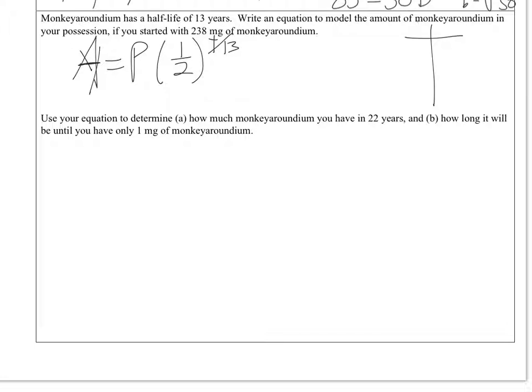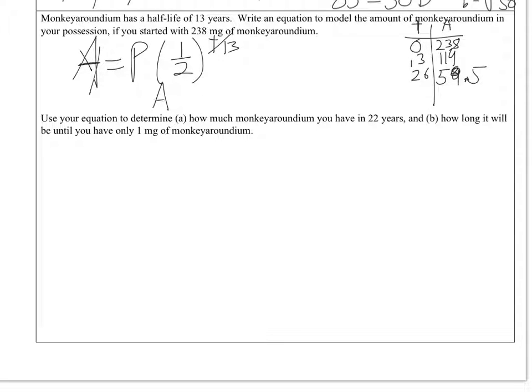So at time 0, you have 238, and at time 13, you'd have half of this. So 238 cut in half would be 119. At time 26, the second half-life, you'd have this cut in half, which would be 59.5. You could keep doing that to get points and build an exponential equation, or you can work from the equation that we worked with in class.